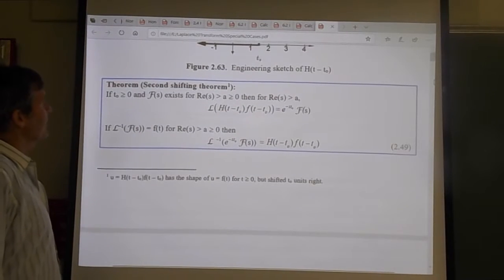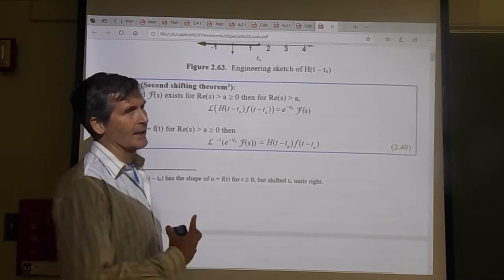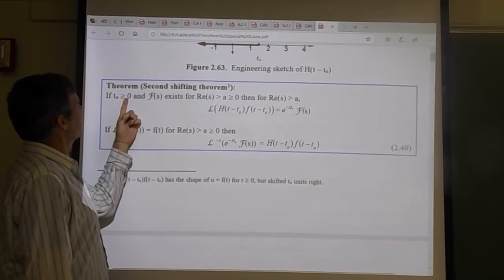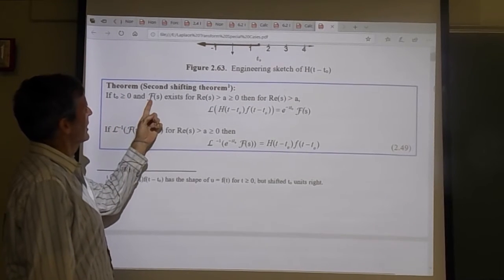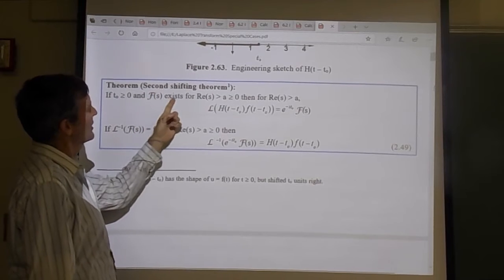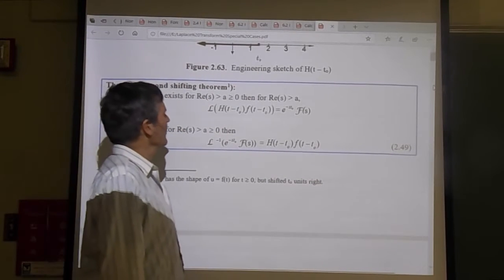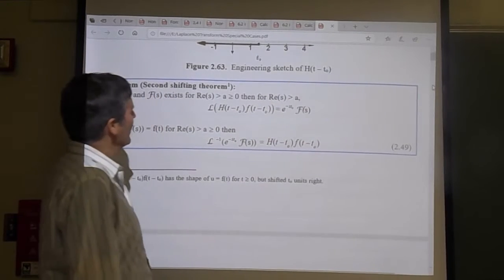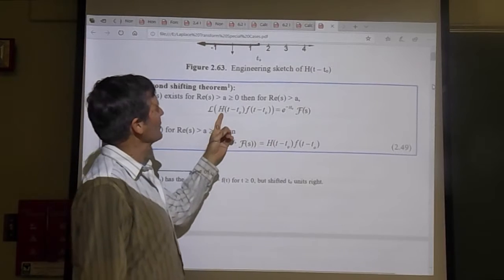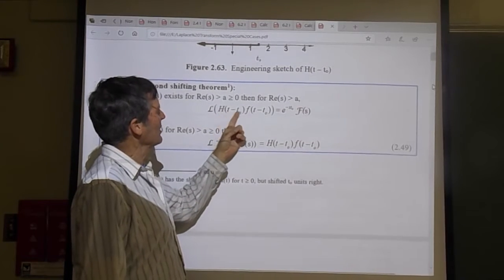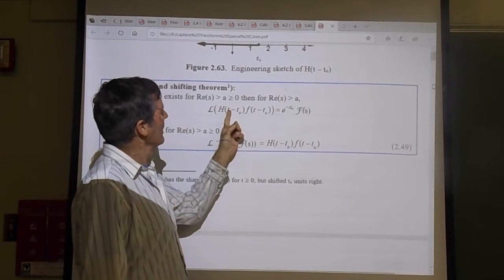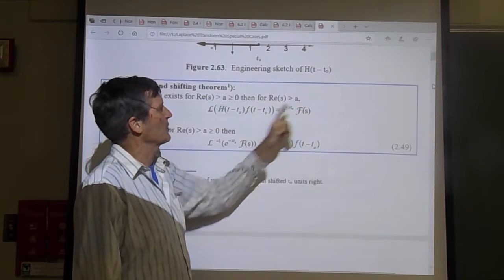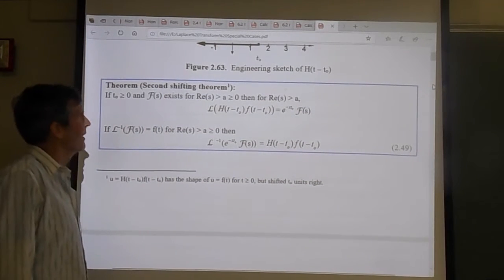Alright, so now with this, we need another theorem to be able to handle it. Second shifting theorem. Alright, if t0 is bigger than or equal to 0 and the Laplace transform of little f of t, F of s, exists for real part of s greater than a, greater than or equal to 0, some number a, then for real part of s greater than a, the Laplace transform of the step function h at t minus t0, so it jumps over at t0, times f of t minus t0, is equal to e to the minus s t0 times the Laplace transform F of s, of the original function f.